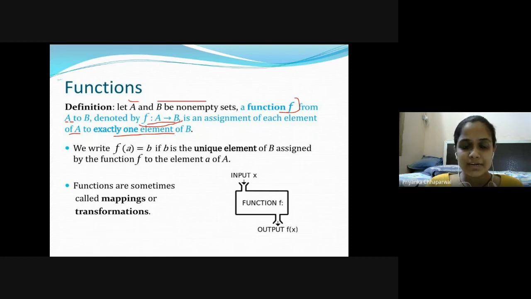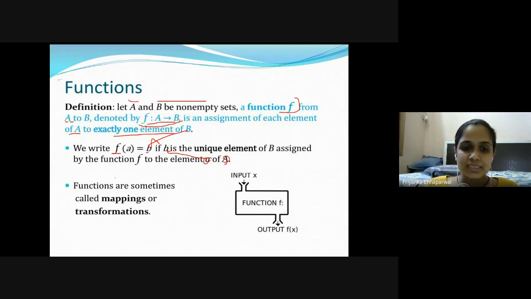Mathematically, we can define the function: we write f(a) = b if b is the unique element of B assigned by the function f to the element a of A. What does f(a) = b mean? b is the unique element of B, b is part of the set B, assigned by the function f to the element a. Set A has an element a, so the image of a is b. So uniquely it is defined. So it is the function.